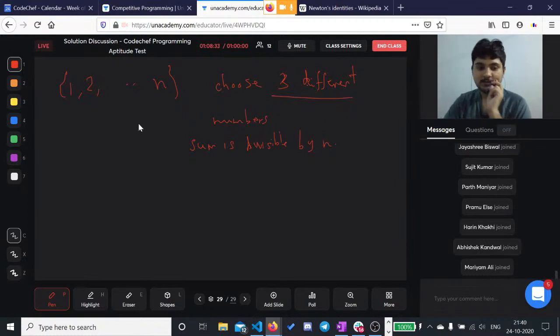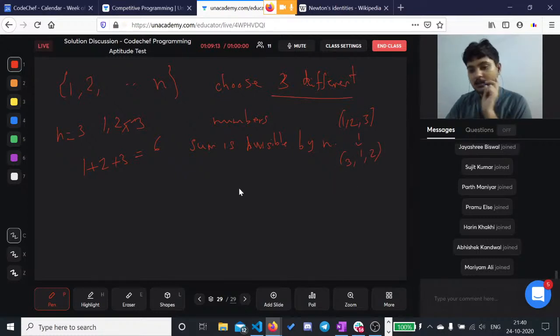So one example would be, if you take n equals 3, there's only one way, which is 1 plus 2 plus 3, which is 6, is divisible by 3. Okay, and 1 comma 2 comma 3 is the only way to choose 3 different numbers here. But essentially given n, the question is how many ways are there to choose 3 different numbers such that their sum is divisible by n. Order doesn't matter, so 1 2 3 is same as 3 1 2 and so on.